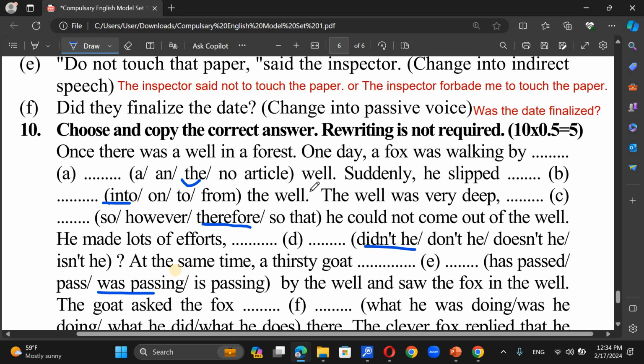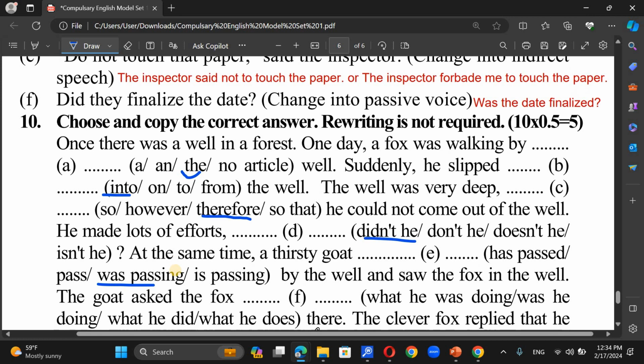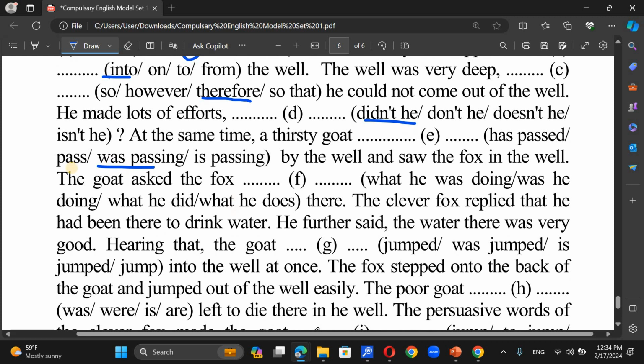A thirsty goat was passing by the well and saw the fox in the well. The goat asked the fox what he was doing there. The clever fox replied that he had been there to drink water. He further said the water there was very good. Hearing that, the goat jumped into the well at once.